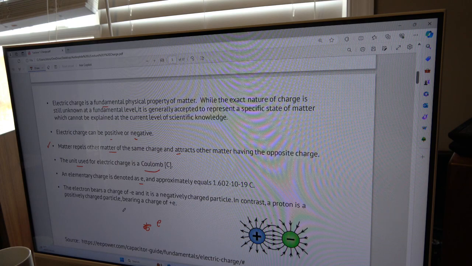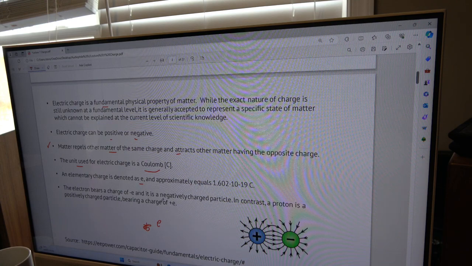Because when we dig down to the smallest forms of matter, things are quantized. Things are more digital than they are analog. It's really weird. And there is a kind of a smallest unit of charge. It's called the elementary charge, and it's denoted as E. All right, so the electron bears a charge of negative E, and a proton in an atom, we'll get to that in a minute, bears a charge of positive E.